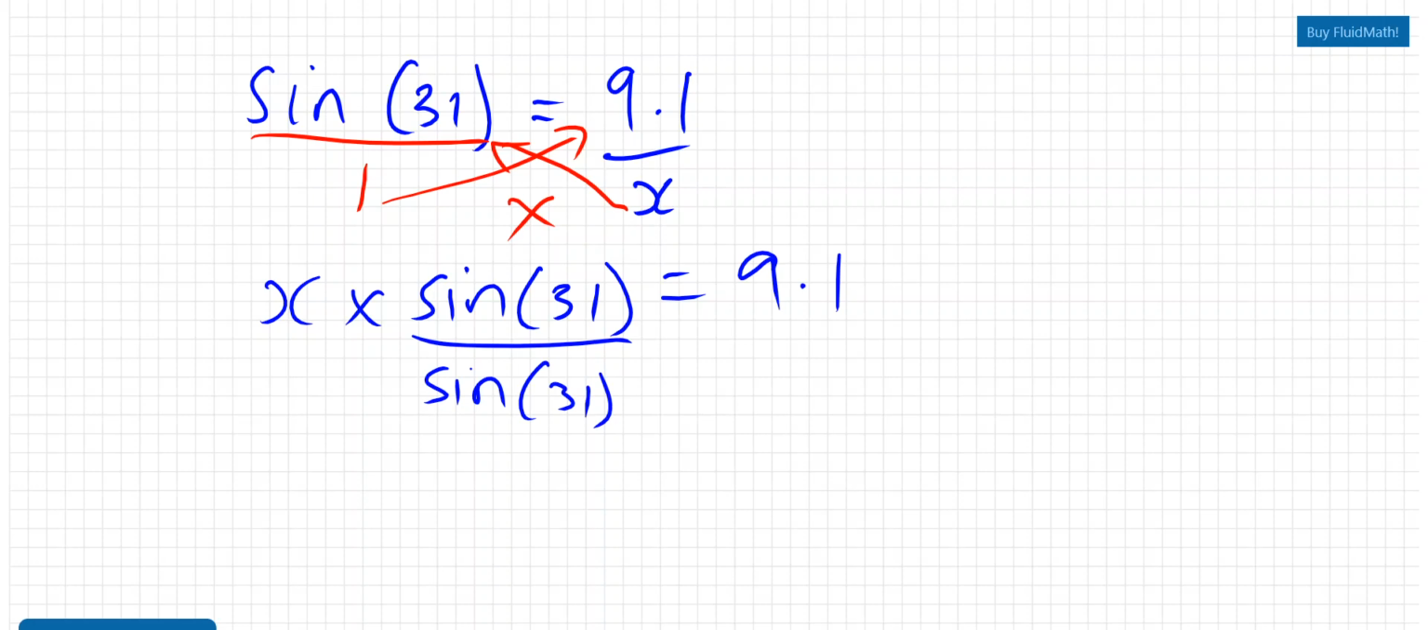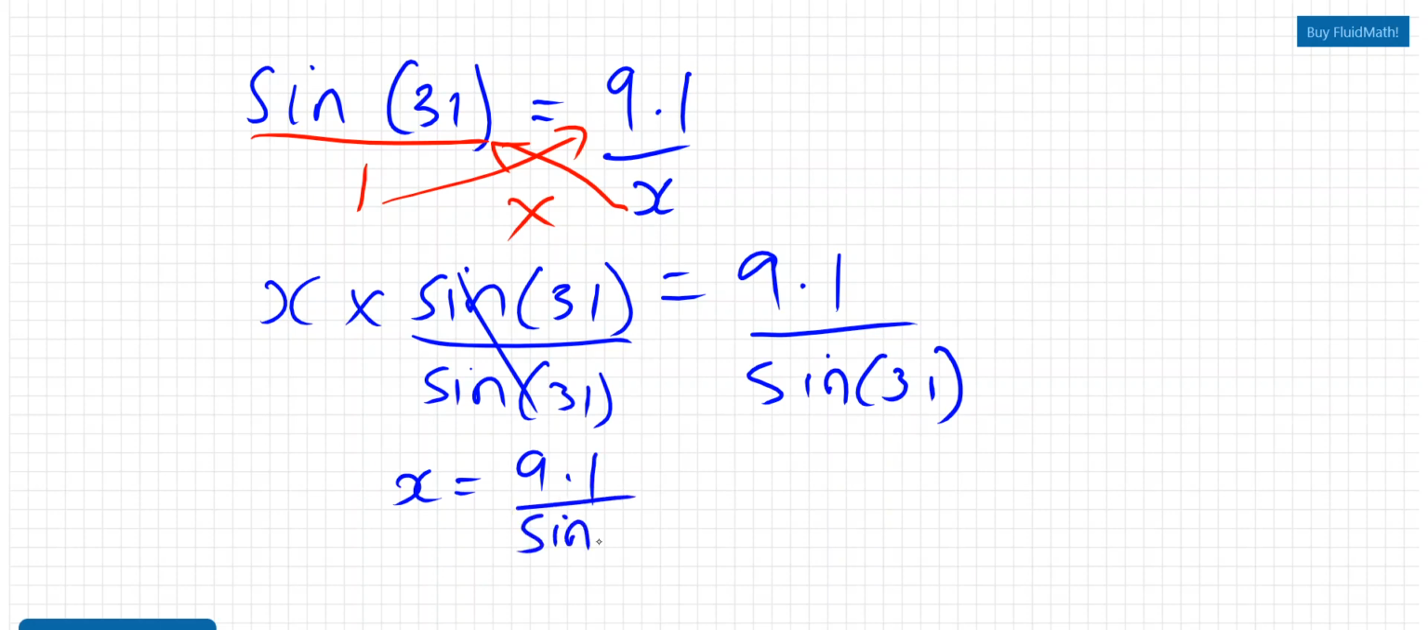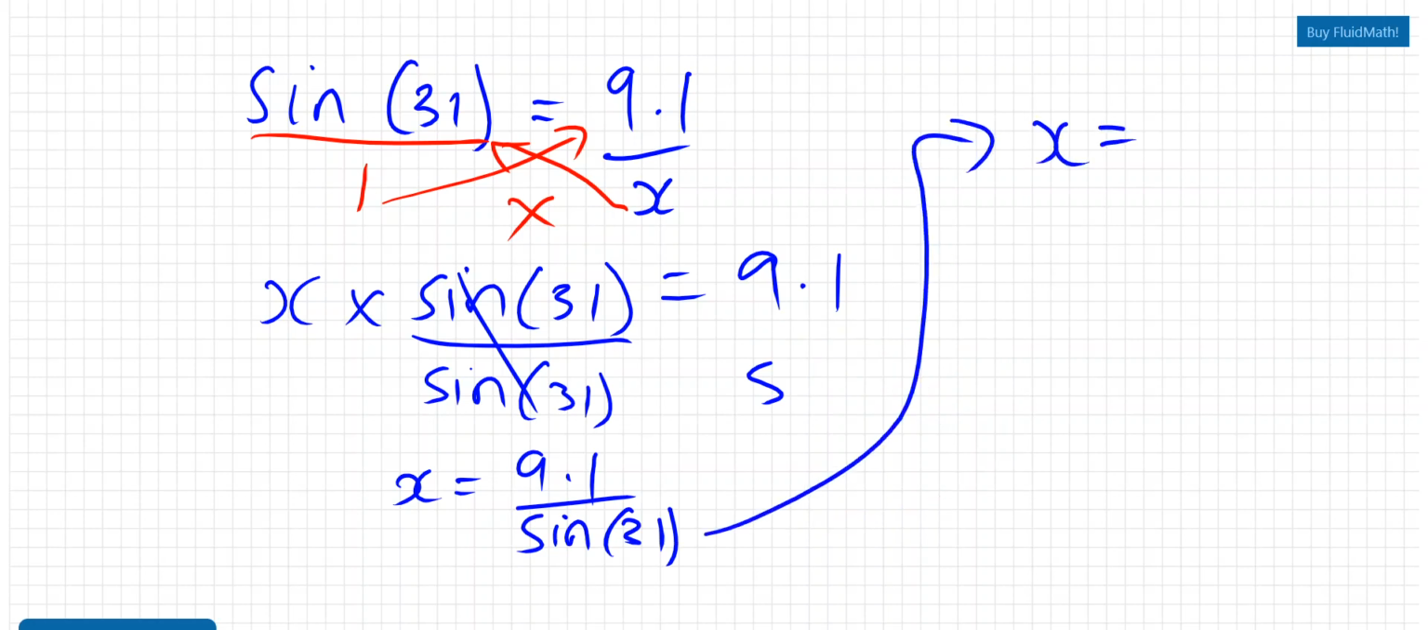So divide by sine 31. Divide by sine 31 on both sides. Okay, and X is equal to 9.1 divided by sine 31. Now enter this into your calculators. We'll do the answer up here. So X is equal to 17.7 to 1 decimal place. Okay, I can't remember if there were units. If there were, just add them in. But we are rounding off to 1 decimal place.